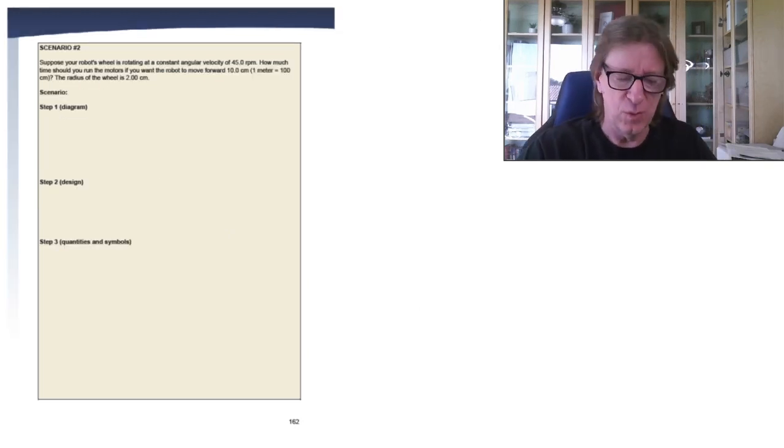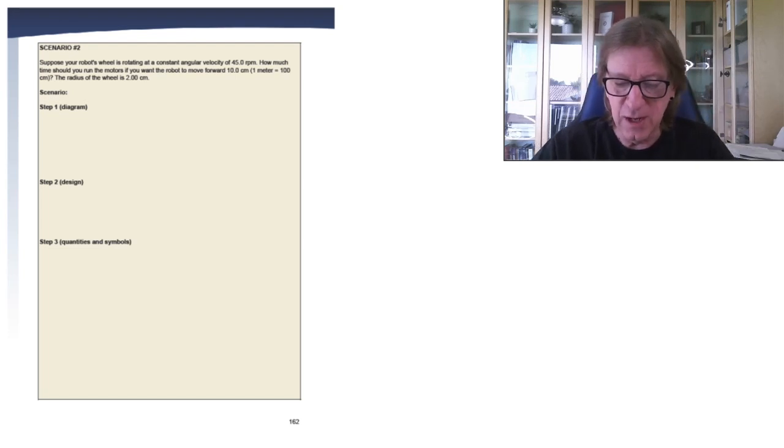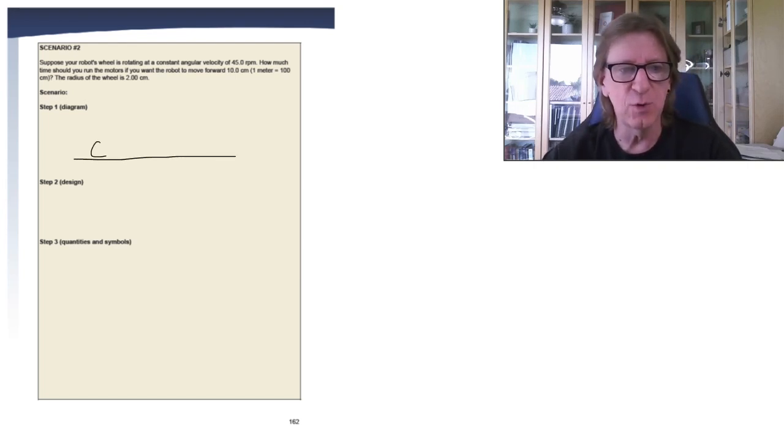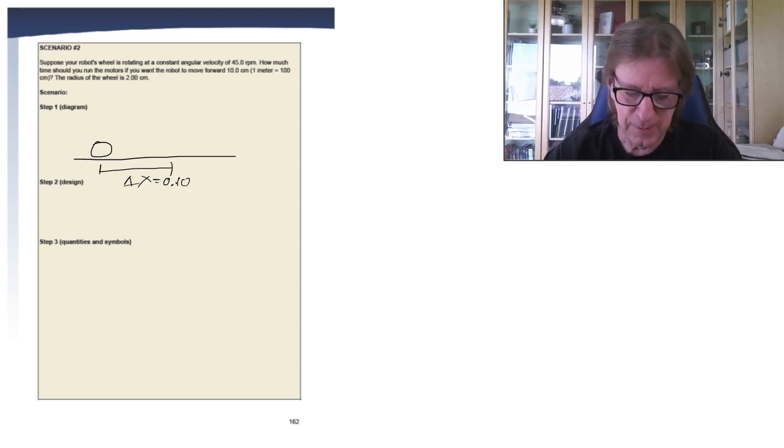So here, suppose your robot's wheel is rotating at constant angular velocity, and we want to know how long we should run the motors if we want the robot itself to move 10 centimeters forward. So let's draw that so that we can see what we're talking about here. We'll just draw the robot wheel here. And I want that robot wheel to travel a total distance of delta x, which we decided was 10 centimeters. I'm going to go ahead and convert that into meters. There are 100 centimeters in a meter, so that's going to be 0.10 meters.